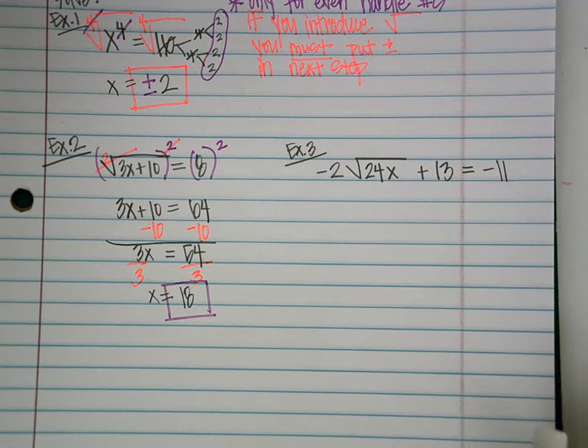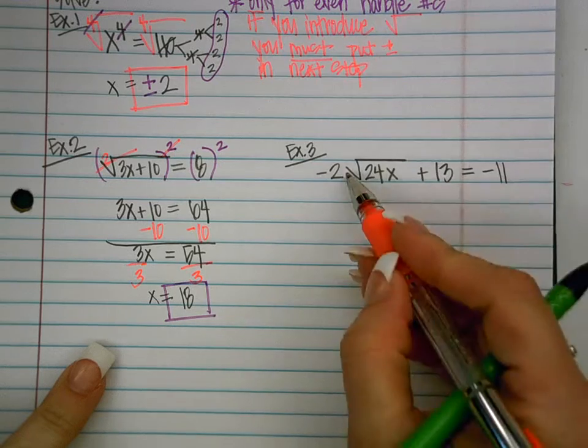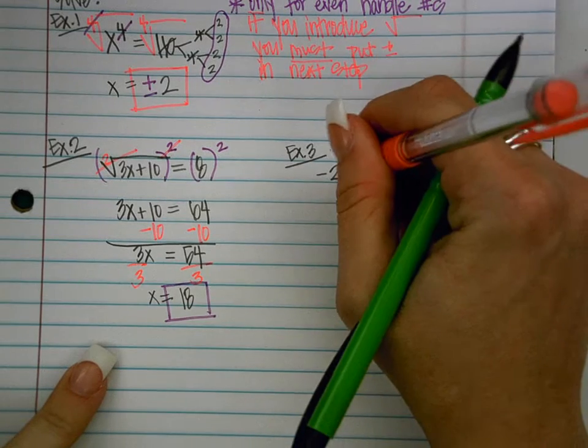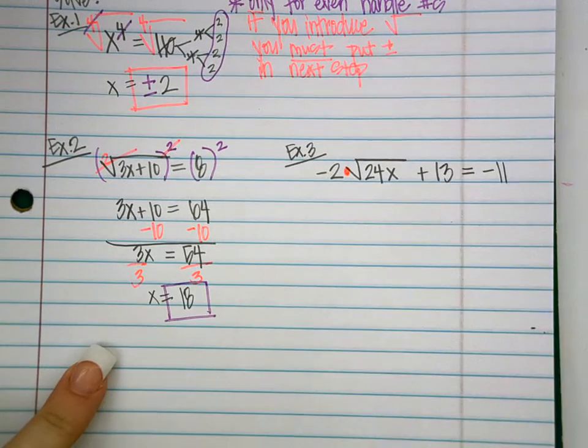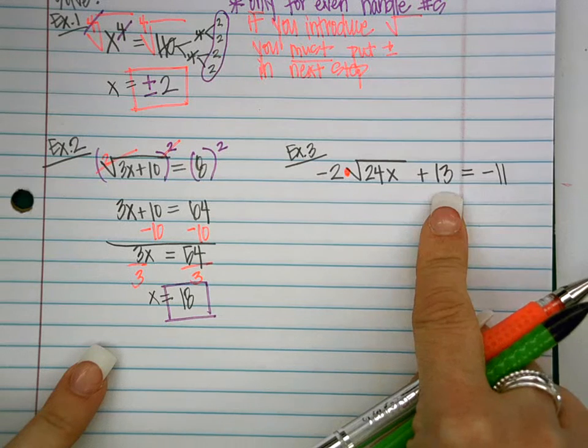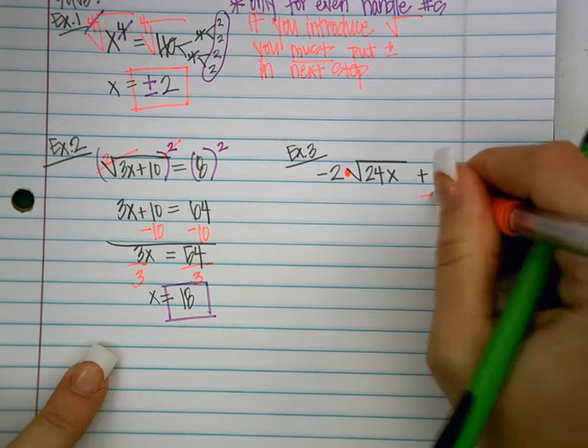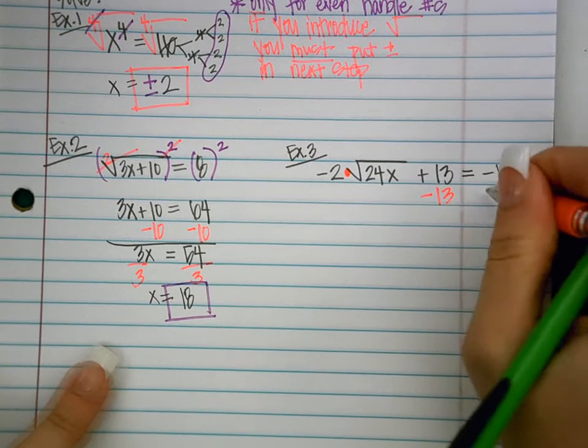You always want to undo the easiest thing first. This negative 2 is attached here by multiplication, so the easiest thing to undo is the addition. Start by taking the inverse operation, so negative 13.